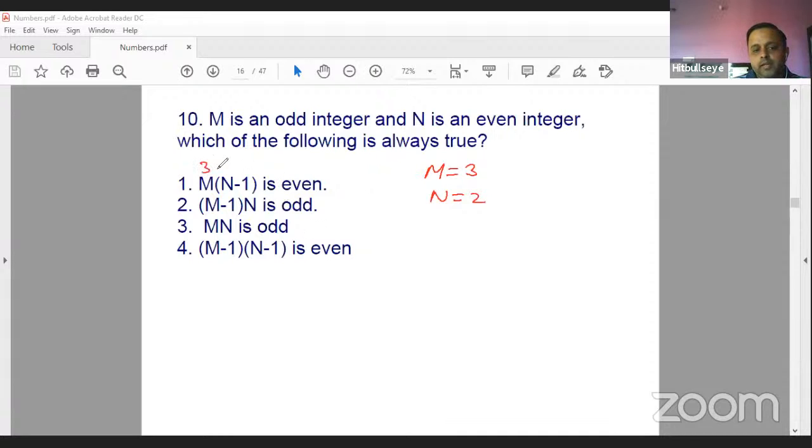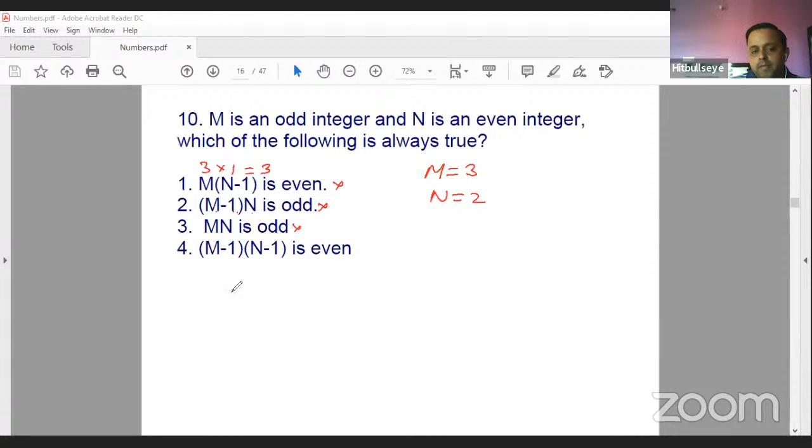This is 3 multiplied by n minus 1, which becomes 1. So this will be 3, not an even number. M minus 1 becomes 2, since I have taken m to be 3, so 3 minus 1 is 2. 2 multiplied by any number has to be even. So this is not the right answer. M into n, 3 into 2 will be even. That is not true here.